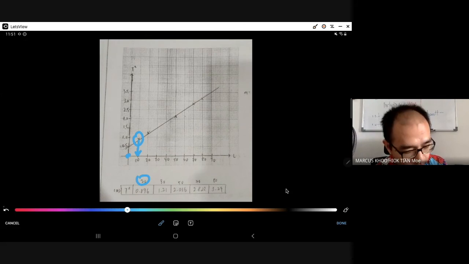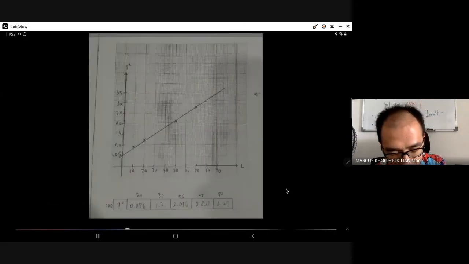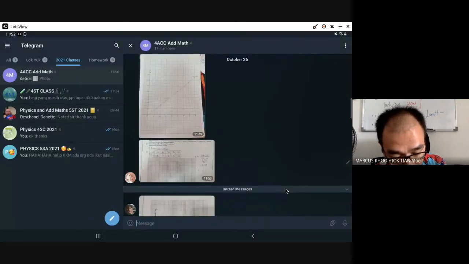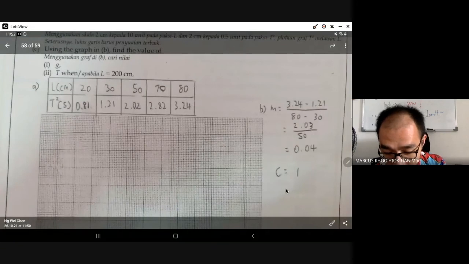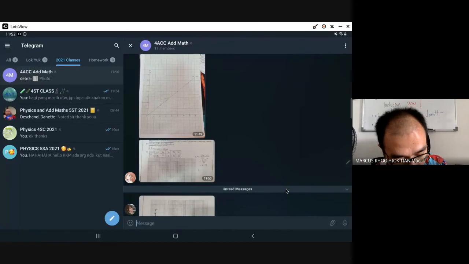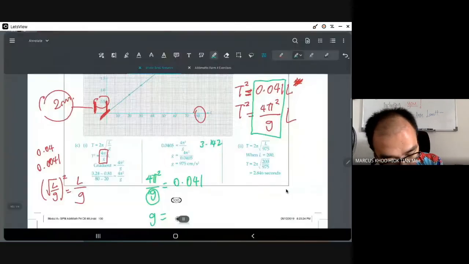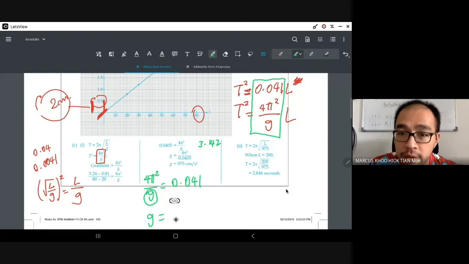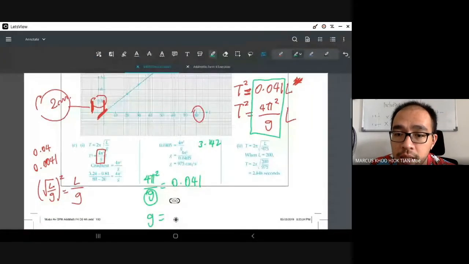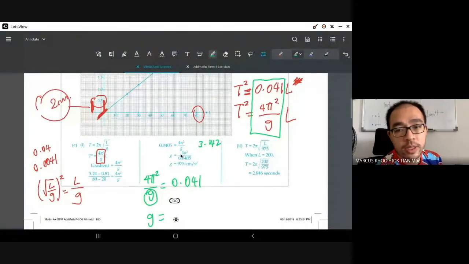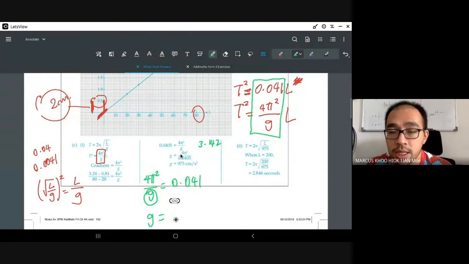I'm still waiting for Stephanie and Wei Zhen's answer. How much is your gradient, Wei Zhen? The gradient is 0.04, which is the same answer as the other student's. Stephanie, are you here? How come she hasn't calculated the value of G for me yet? Stephanie, can you hear me? How much is the value of G?